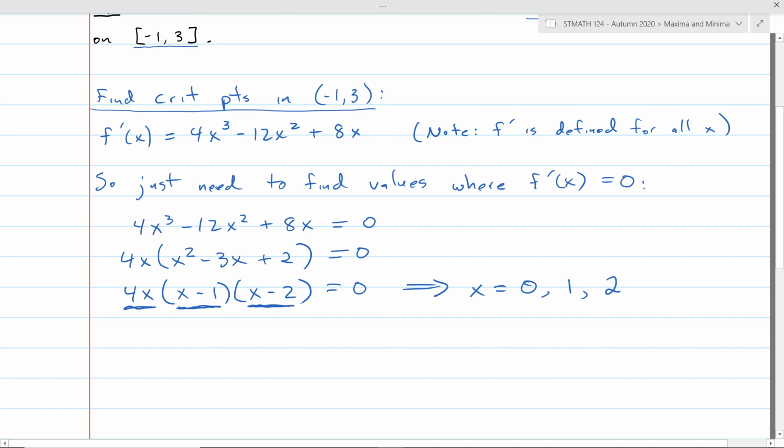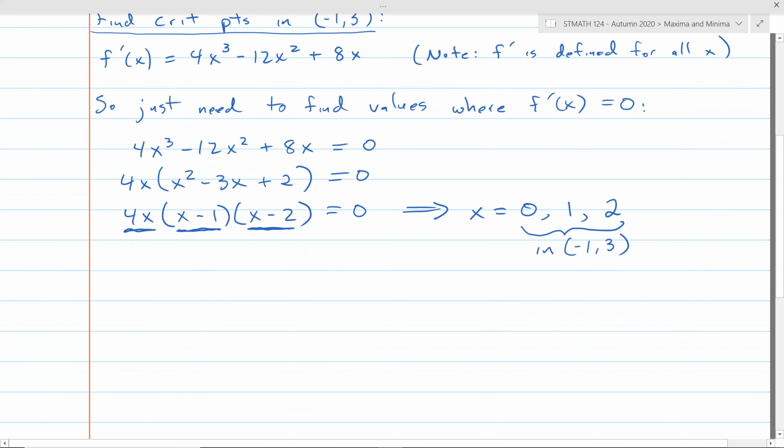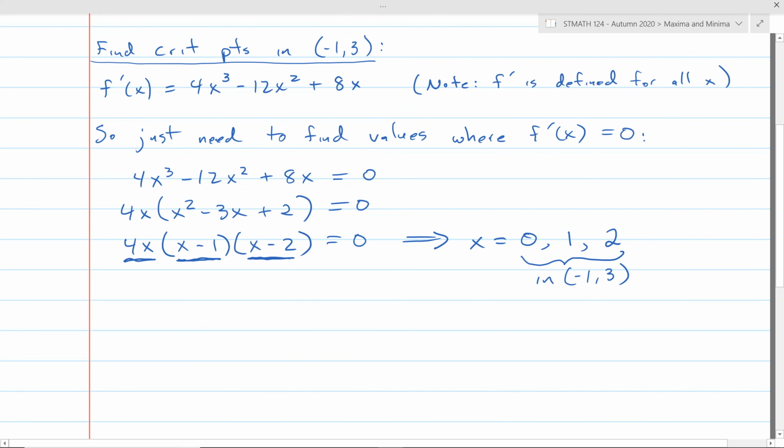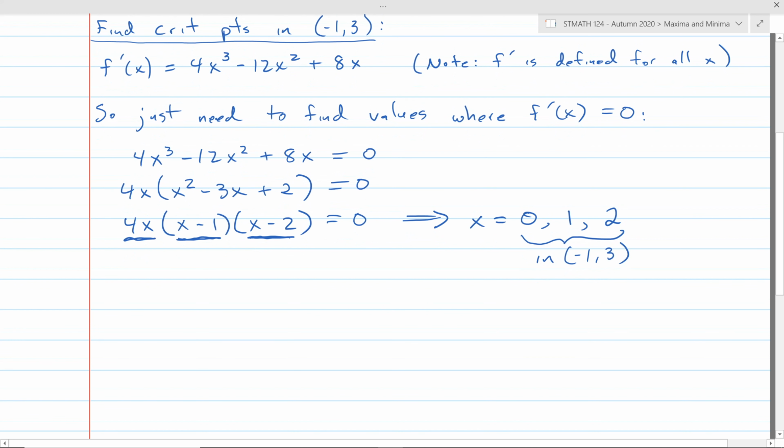And then I'm just going to point out that all of these points are in the interval from -1 to 3, so I'm going to keep all of them. If I had found a critical point that was not in my interval, I would discard it. In this particular case, though, I'm going to keep all of those values that I just found. Okay, and like I said, we don't have any places where the derivative is undefined.